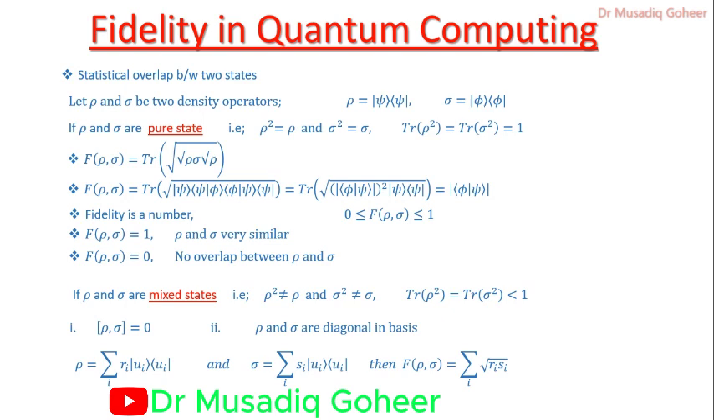This was all about how we can find the fidelity between the two quantum states. First of all, you have to check if they are pure, then you will apply that formula, and if they are mixed, then you will apply that particular formula. Now let's move to some other properties of fidelity.